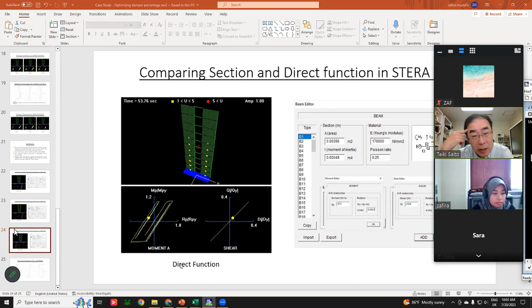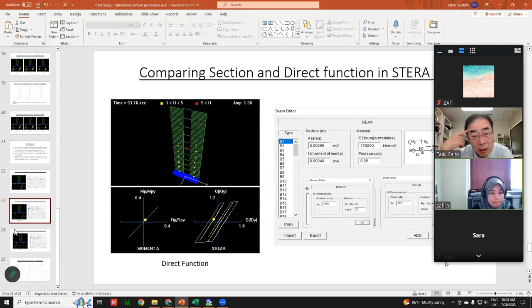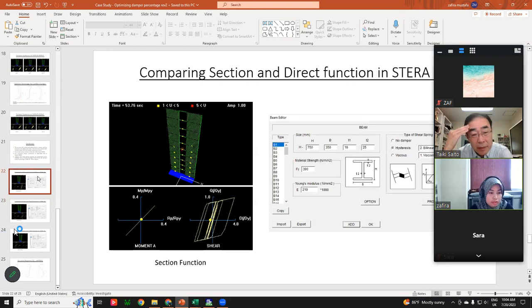Did you change Young modulus under E and I? Yes, this is based on the Adder's damper. Could you go back one slide? Here. So, this result is different from the section. Yes, this one.